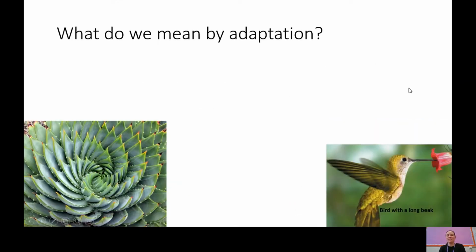Excellent. So just a very quick recap from last week. I would like you to either think in your head, if you've got a piece of paper, jot it down, or if you are learning with someone else in the room with you, you can have a quick chat. What do we mean by adaptation? I'm going to give you 20 seconds.